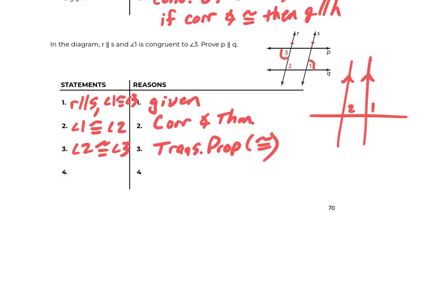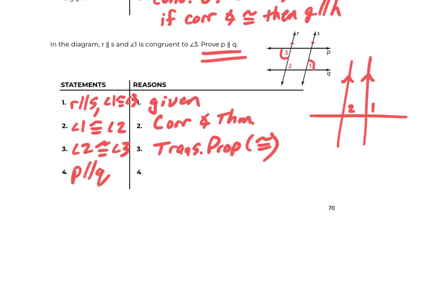So now, if angle 2 and angle 3 are congruent, we're trying to prove that P and Q are parallel. What kind of angles are 2 and 3 in relationship to P and Q? Alternate interior, okay? So here's what we're going to say. P is parallel to Q. That's got to be my last step, right? That's what it's asking me to prove. It says prove P is parallel to Q, and that's what we've done.